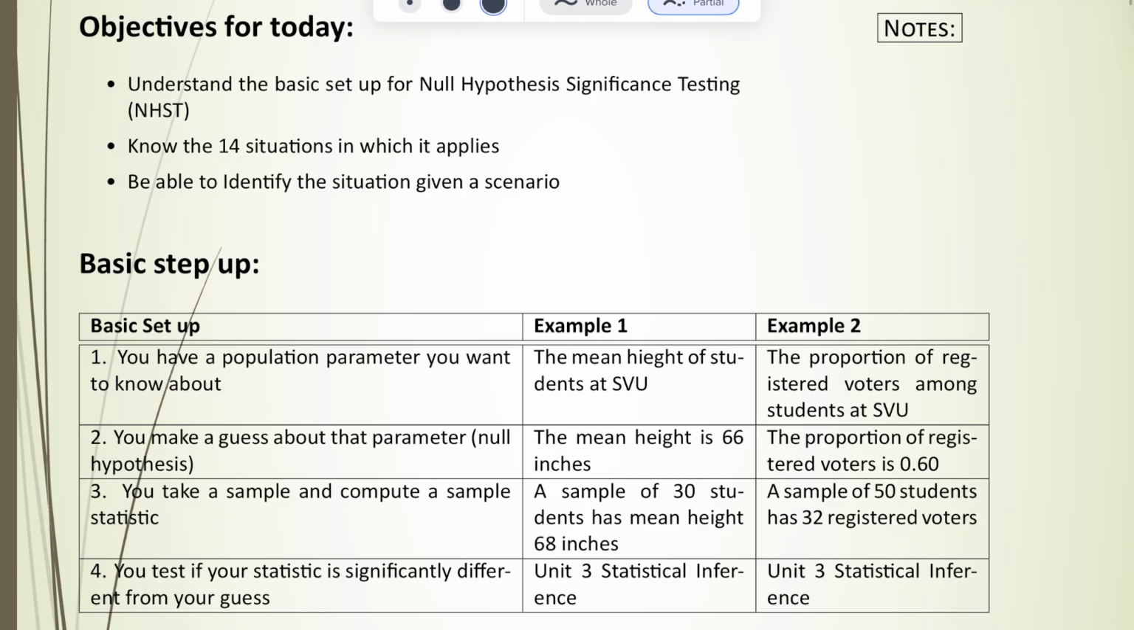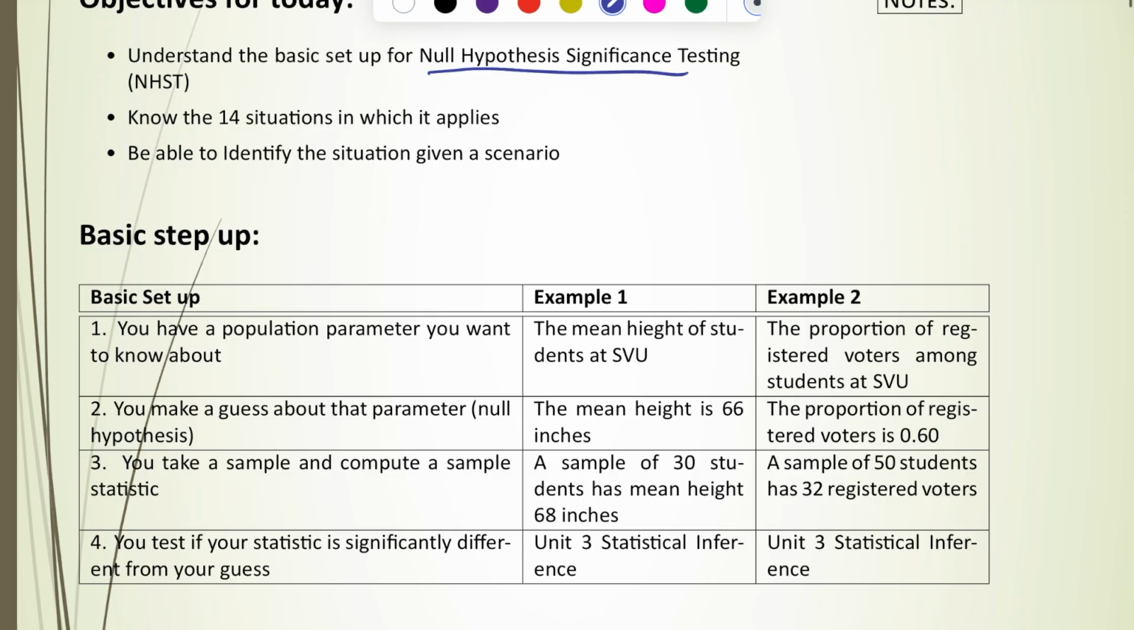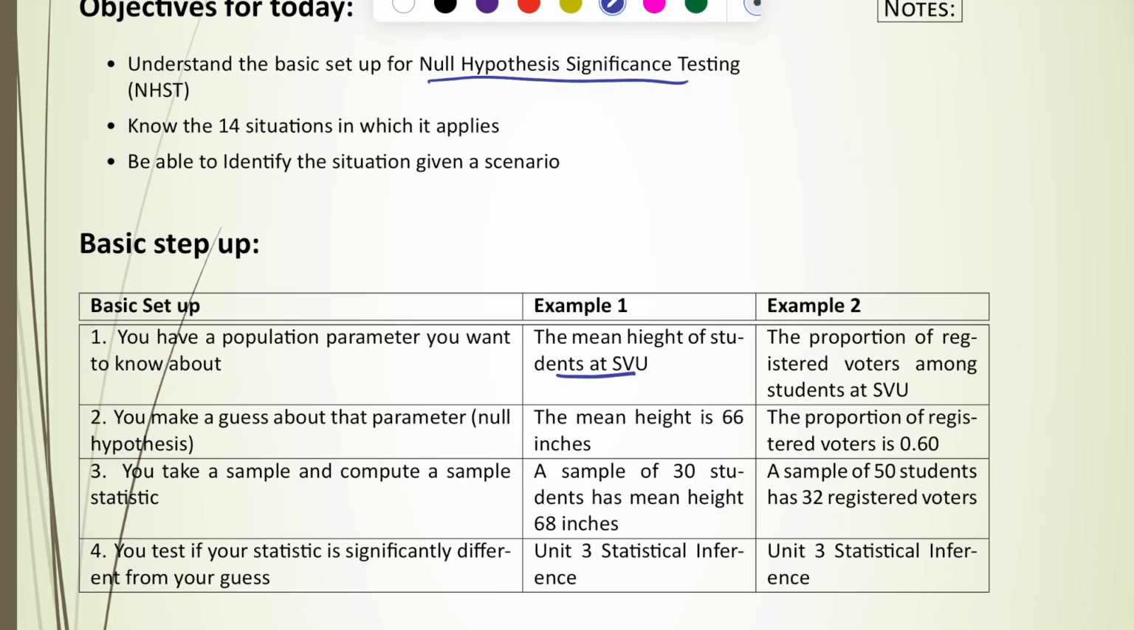All right, so there's a basic setup to what is called a null hypothesis significance test. And this is the basic setup. First, you have a population parameter that you want to know about. Now, this is fairly common in research. You want to say something about not just a small group, but a whole population. All of the students at SVU, perhaps. However, generally speaking, population parameters are not accessible. You can't just go and query everybody in the population. That's certainly true for countrywide populations. Well, what do you do?